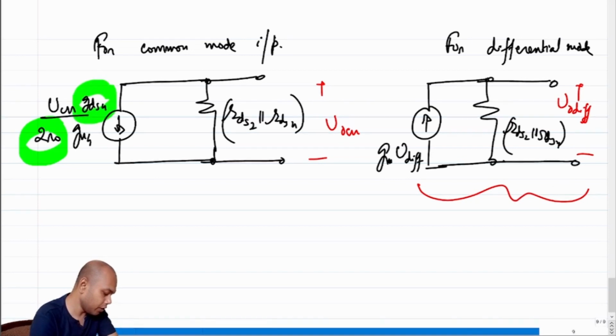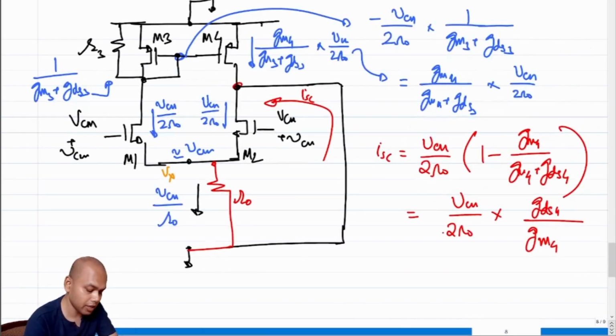Alternatively, if we neglect the GDS, if we neglect the channel length modulation of M3, then also we see that we are likely to get 0 common mode response, right? So what does it translate to in terms of designer's choice?